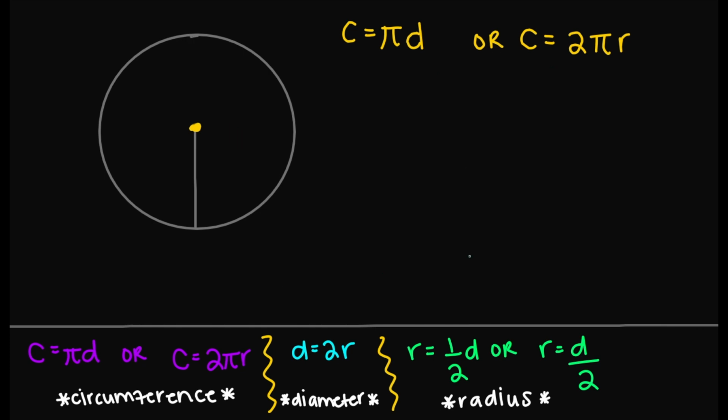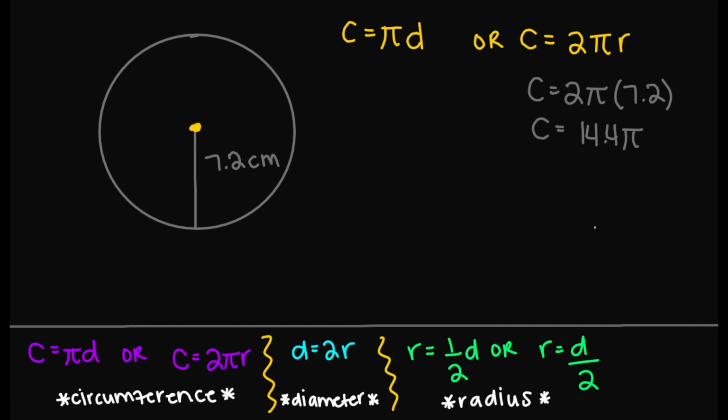Let's look at this example here. So let's say I have a radius of 7.2 centimeters. So how do I find my circumference with a radius of 7.2 centimeters? So let's look at this formula here. If I do C equals 2 times pi times my radius of 7.2, 7.2 times 2, this is going to give me 14.4. And then I multiply that by pi.